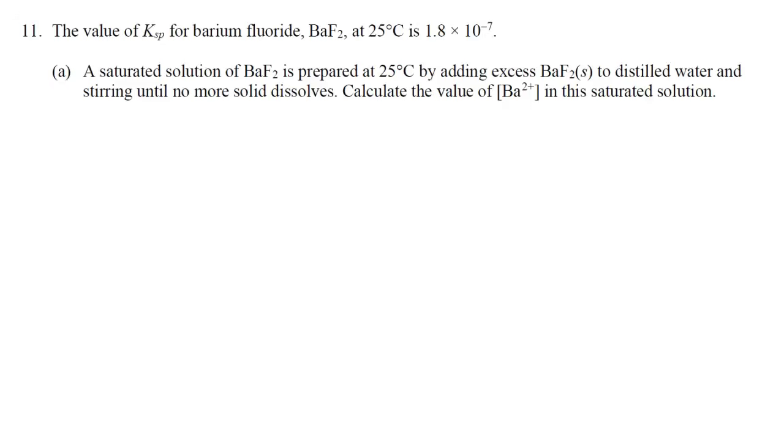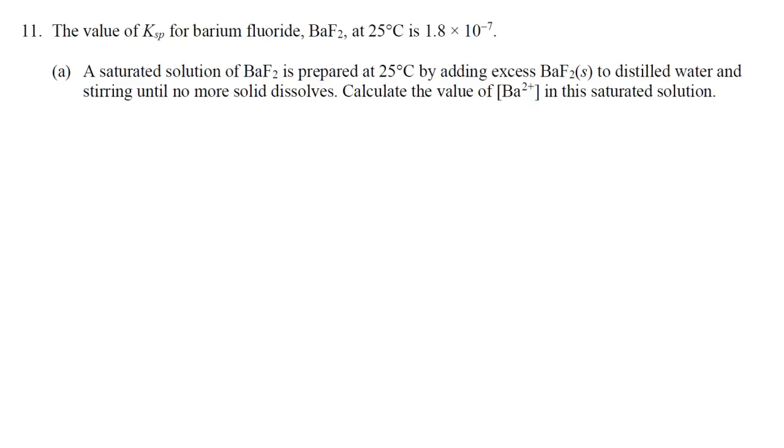In question 11, it says the value of KSP for barium fluoride, BaF2, at 25 degrees Celsius is equal to 1.8 times 10 to the negative 7. In part A, it says a saturated solution of barium fluoride is prepared at 25 degrees Celsius by adding excess solid barium fluoride to distilled water and stirring until no more solid dissolves. Calculate the value of the concentration of the barium 2+ ions in this saturated solution.